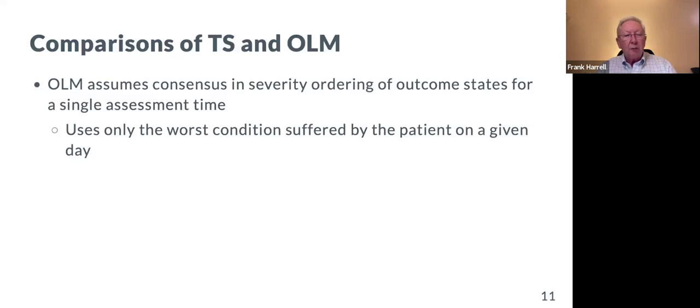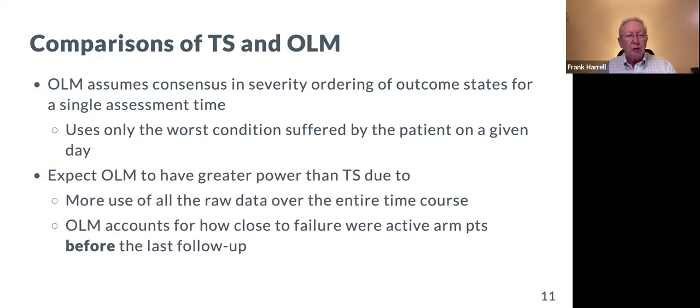Some comparisons. OLM assumes that you have a consensus in a severity ordering of the outcome states for a single assessment time. Other methods may assume that too, but with OLM it's a definite assumption. By default, OLM uses only the worst condition suffered by the patient on a given day. If you have certain conditions that co-occur on a given day or week or month, whatever your time period, you can make a new category for the co-occurrence, and that category would be worse than either of the individual occurrences.